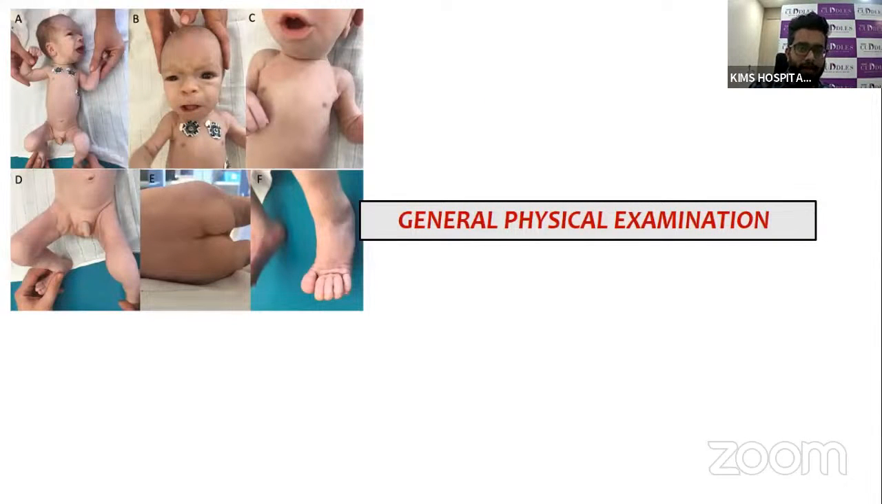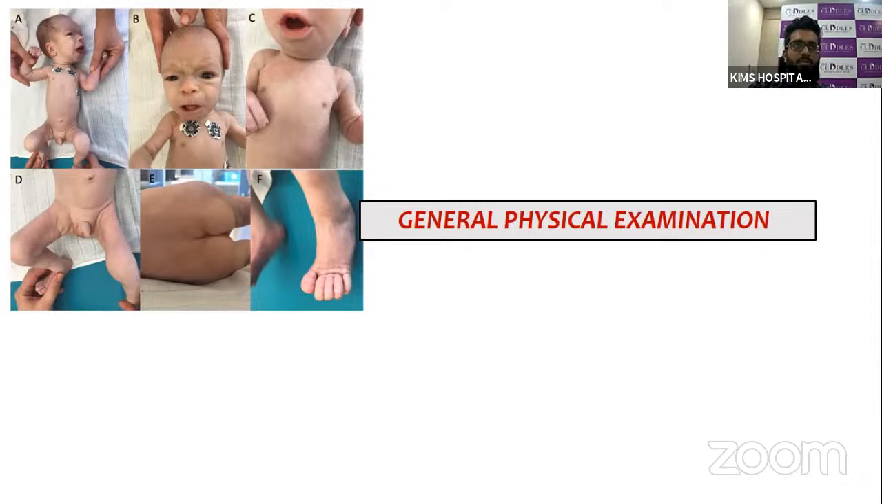Apart from this, another entity I was mentioning is CDG. CDG is basically congenital disorders of glycosylation. So this is a rapidly expanding genetic spectrum of disorders. So there are various types of CDGs and there are new genes coming up.